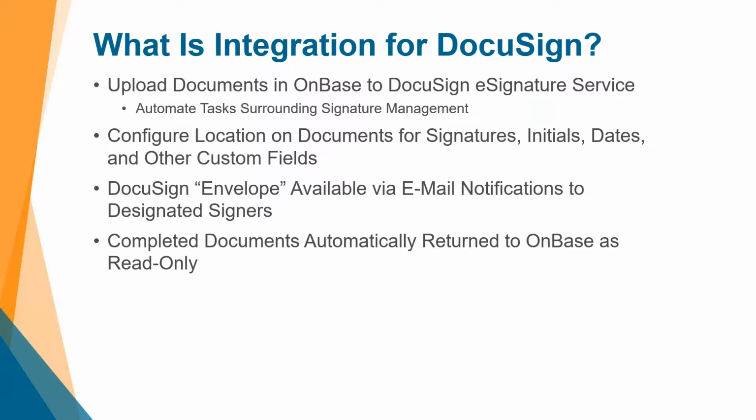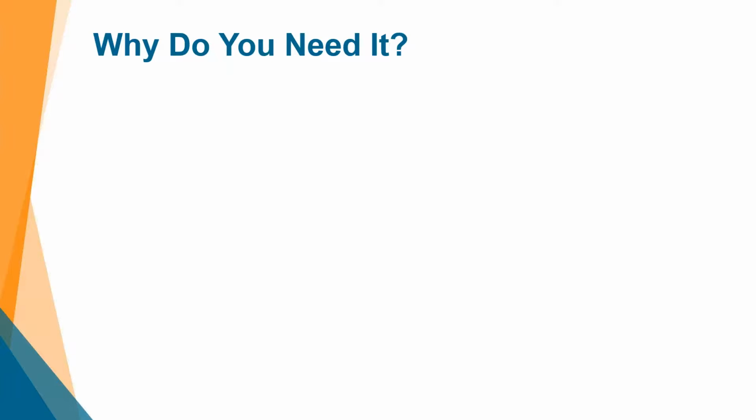When DocuSign is done, that completed document is brought back into OnBase automatically. It then becomes a read-only rendition of the document, so that now, overstamping any prior document that you had, you now see that signed revision with the entire audit trail.